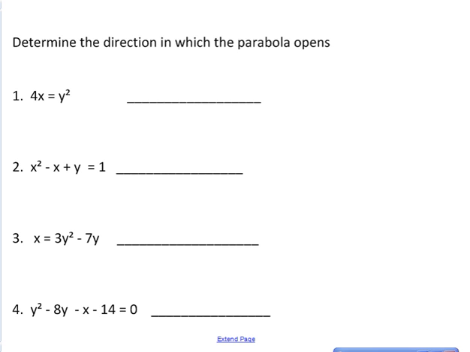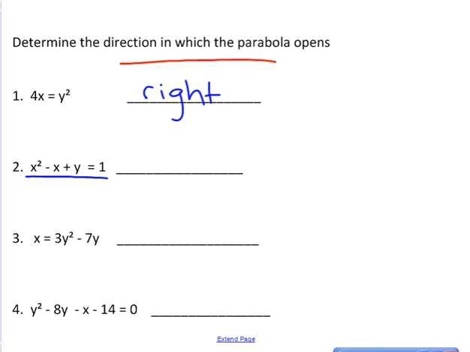All right, determine which direction the parabola opens. Okay, so first thing you have to do is check for an x squared or a y squared. So if I have a y squared, I know y squareds are either going to open to the left or to the right. Since the number in front of the y squared is positive, it's going to open in the positive direction, which is to the right.